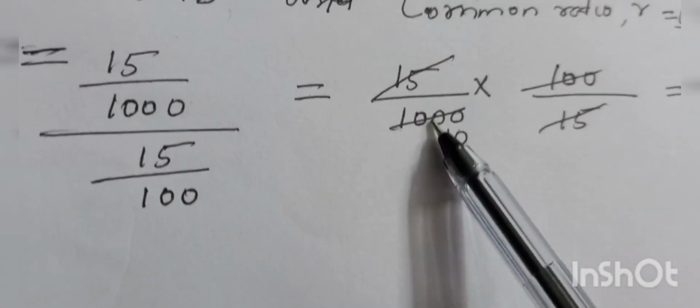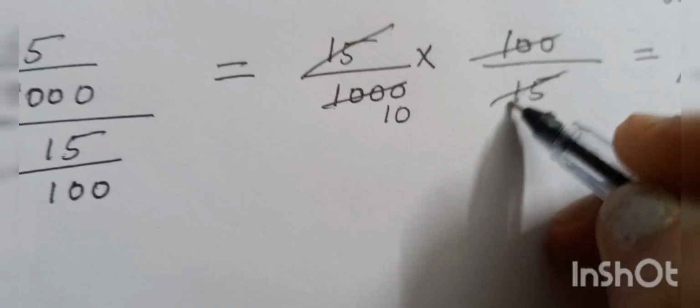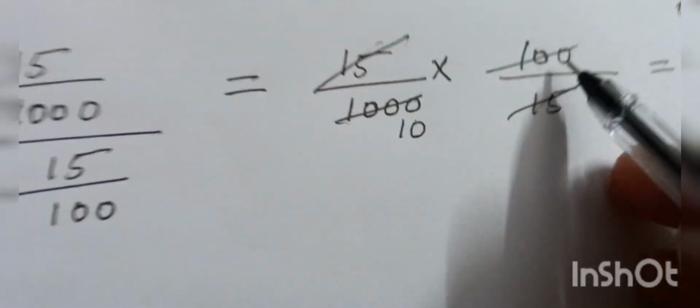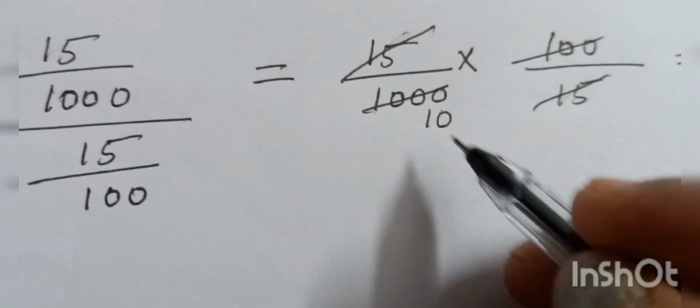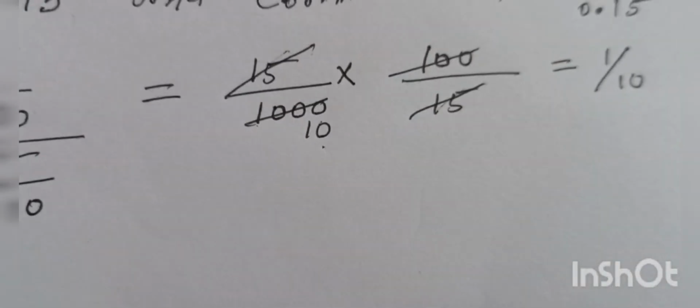Then 15 by 1000 and reciprocal of these. 15 by 100 is equal to 100 by 15. So these 15 and these 15 will cut off. 100 how many times goes in 1000? 10 times. Okay. So we get R equal to 1 by 10.